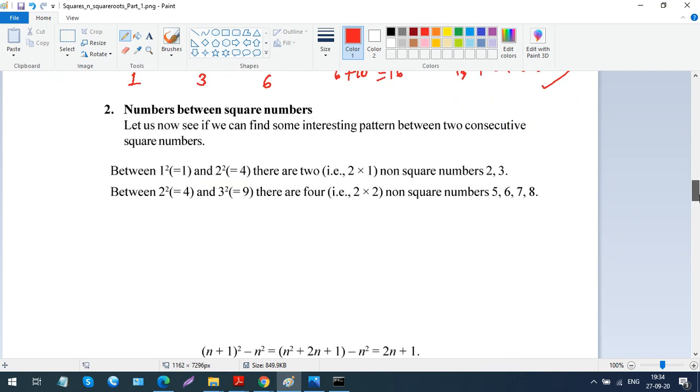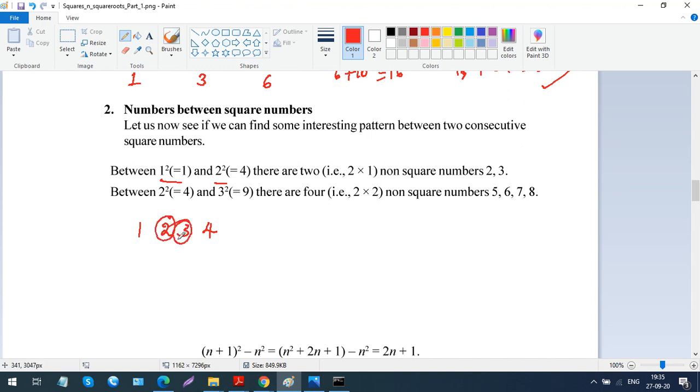Now coming to the second pattern, it says numbers between square numbers. If I ask you how many numbers are there between two square numbers, let's say 1 square and 2 square. 1 is a square number, the next square number is 2 square, which is 4, correct? So they are asking you how many non-square numbers are there between 1 and 4. They are 2 and 3, right? These two are the non-square numbers.